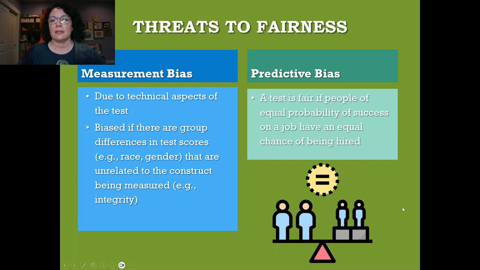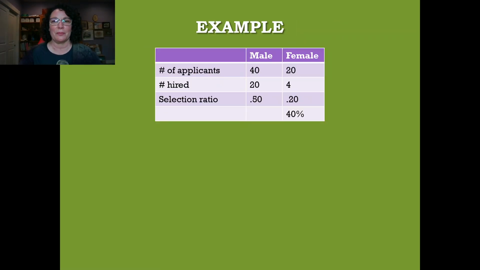So what we want is everybody who is qualified for the job to be equally likely to be recommended by this test for the job. So those are some threats to fairness. And of course, psychologists have been working on these issues for 100 years. They're trying really hard to get tests to be free of measurement and predictive bias. That's the goal. I can't completely say it's perfect.